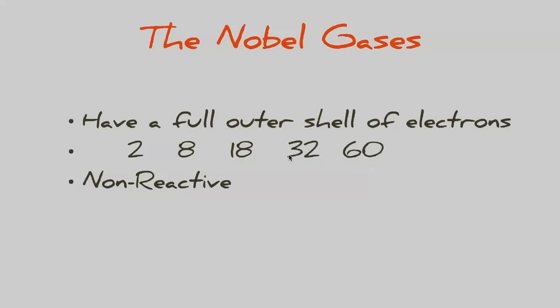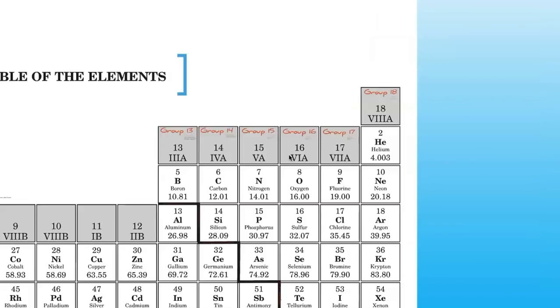Okay, so the noble gases. They have a full outer shell of electrons, so they're non-reactive. They don't need to steal anything. They don't need to give anything away. So they don't want to play with anybody else. Fabulous. Noble, because they're noble.